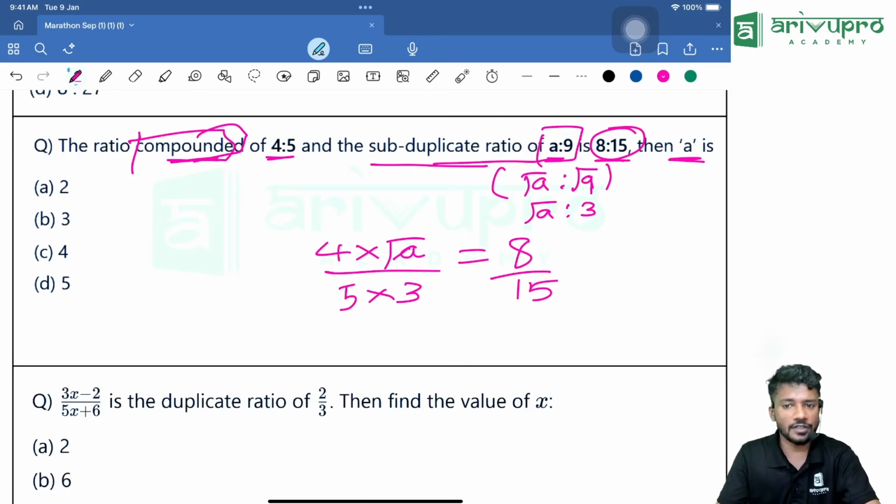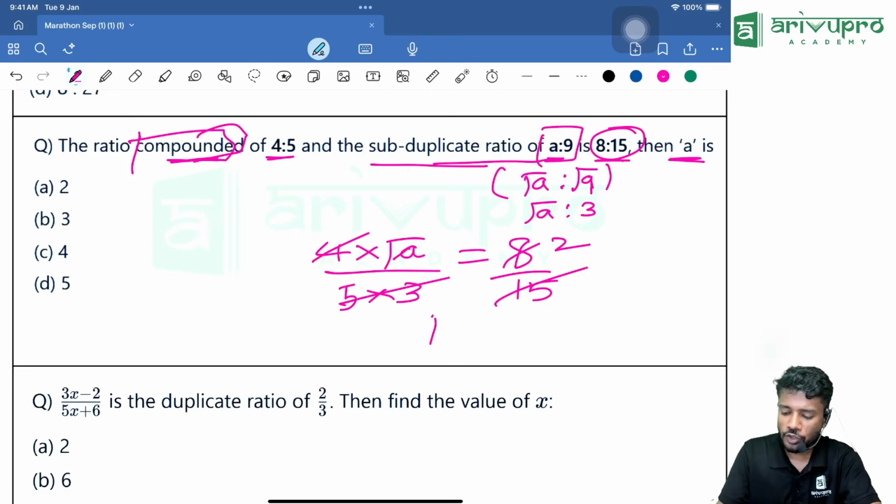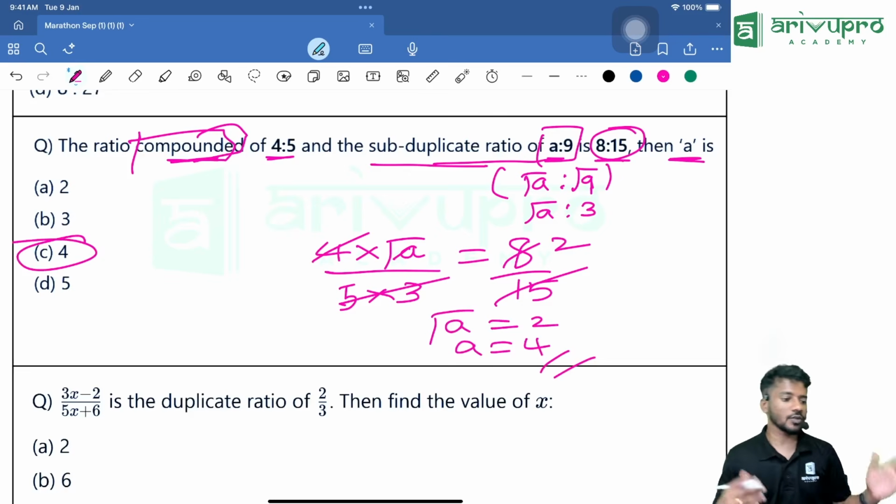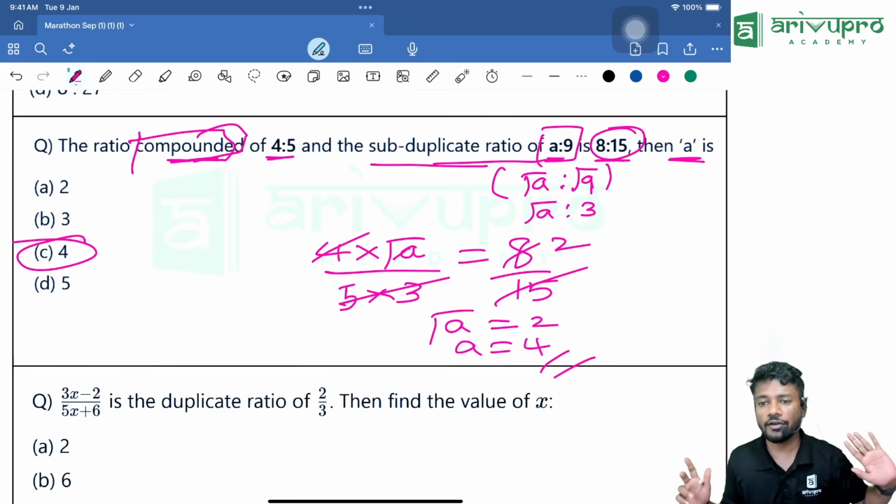Everything is given there properly. Get me the answer. This cancels. Then 4 and this cancel. What is remaining? 2. So root A is equal to 2. So A is equal to how much? 4. Option C is your answer. You can do option hitting or you can directly go for it.